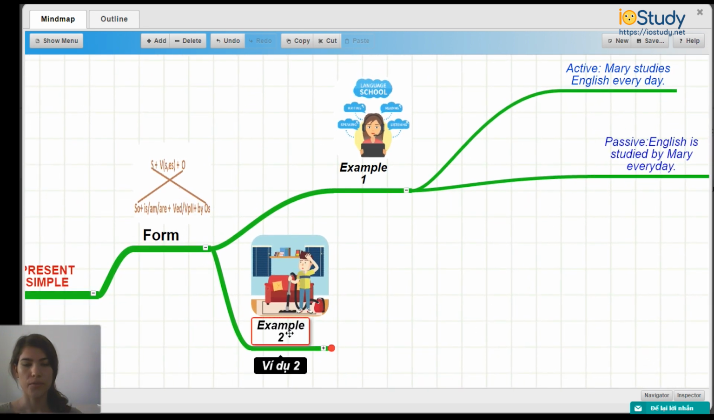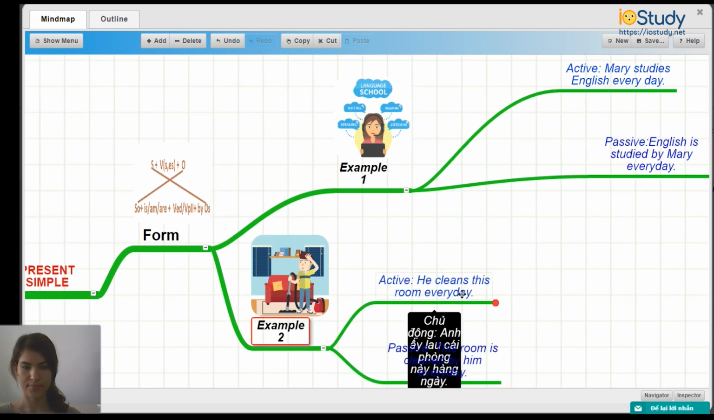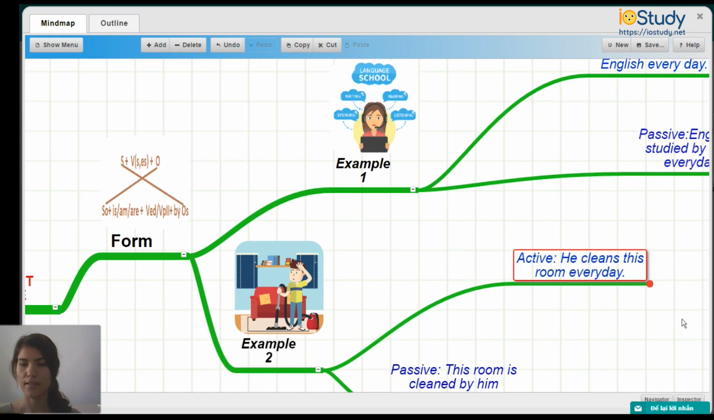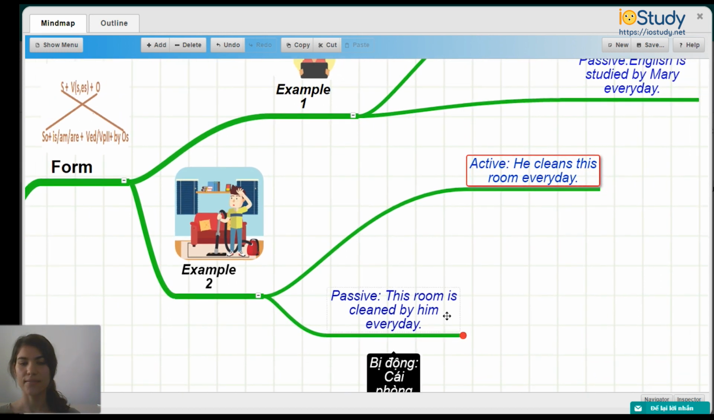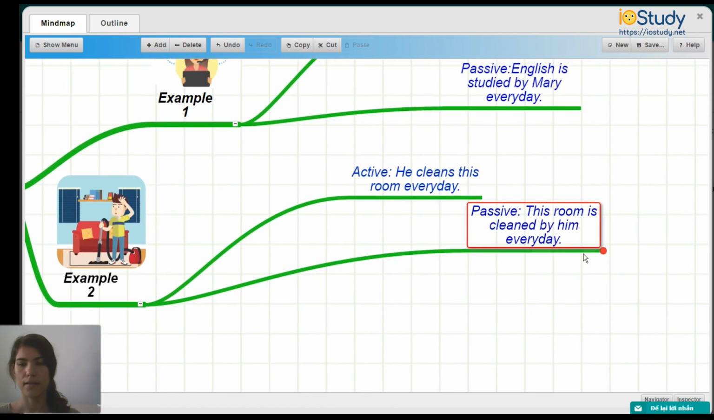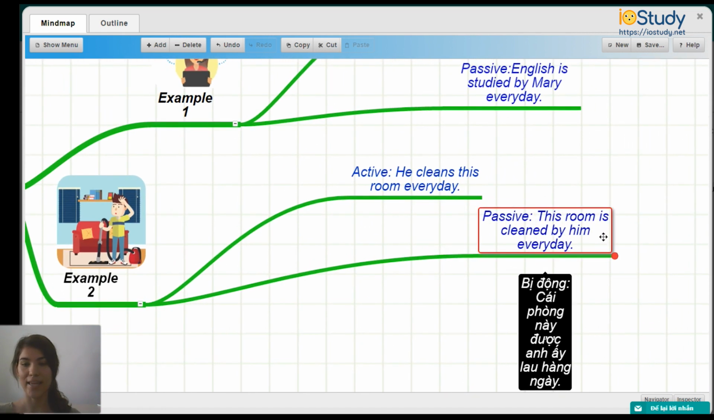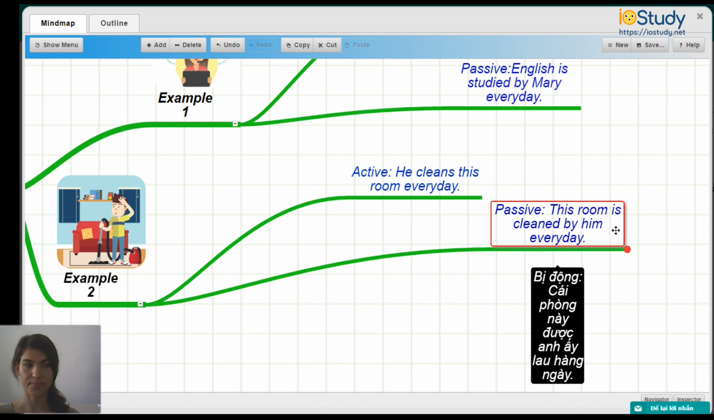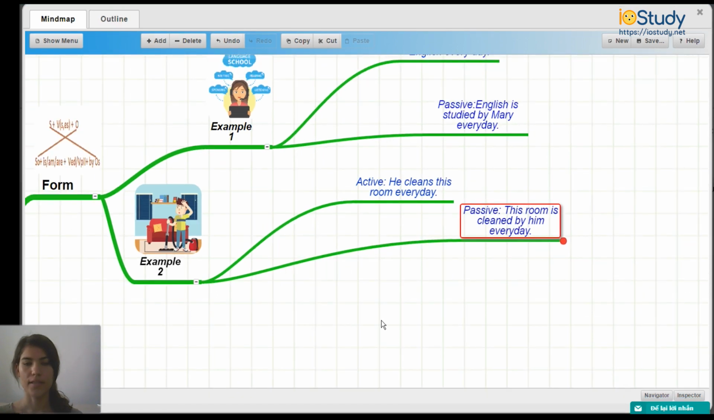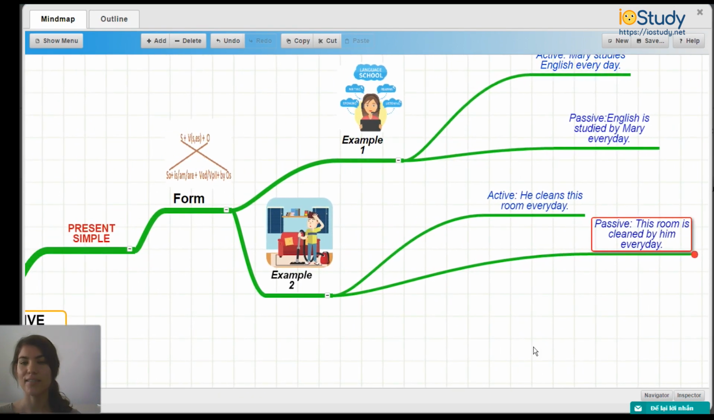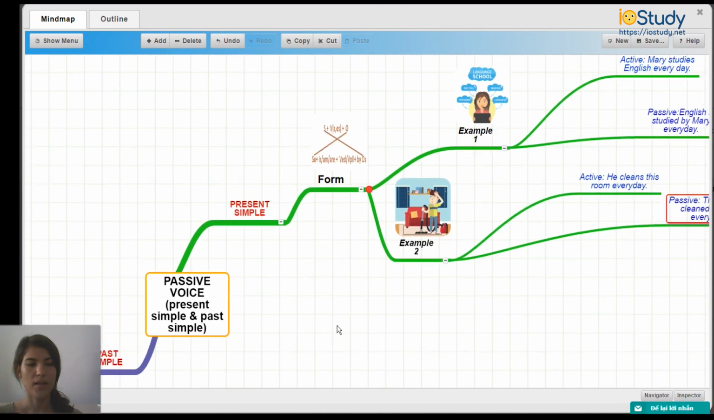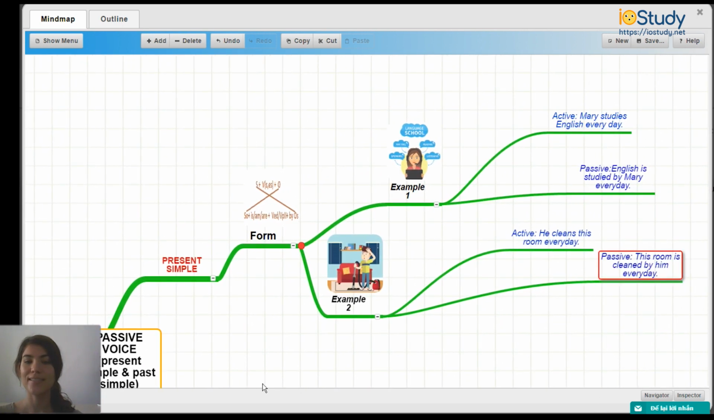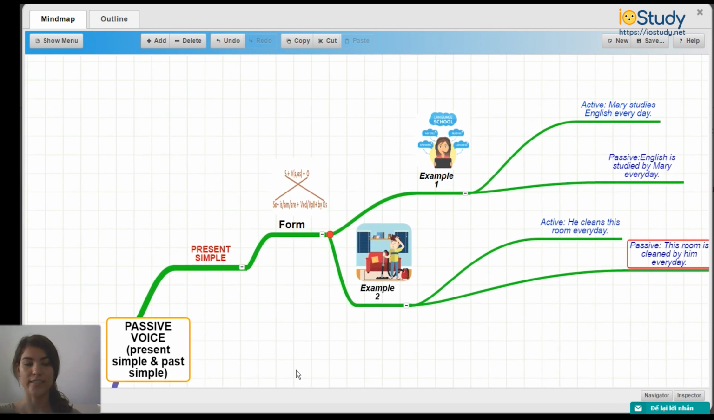Example number 2. Active. He cleans this room every day. And passive. This room is cleaned by him every day. So here we have two examples of active and passive voice using this form. Okay, so that was the present simple in the passive voice.